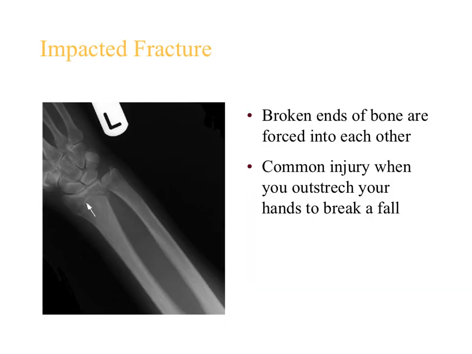An impacted fracture is when the broken ends of the bone are forced into each other. So this is really common if you try to catch yourself when you fall by outstretching your hand, because you can get compression fractures in the radius or the ulna. So you can see here, there's a bone that has been kind of broken and then pushed into itself.